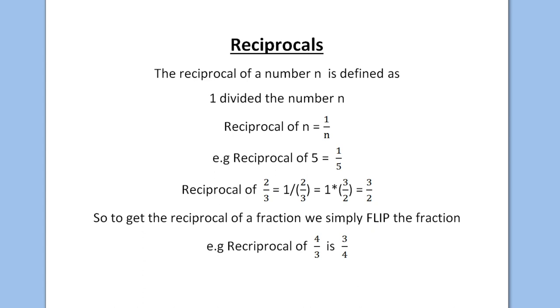So to get the reciprocal of a fraction, we simply flip the fraction. So example, reciprocal of 4 over 3, or 4/3, is 3 over 4, 3/4. So remember, when you're dividing fractions, when you divide one fraction by another fraction, you need to flip the second fraction and multiply. And that's very straightforward to multiply.